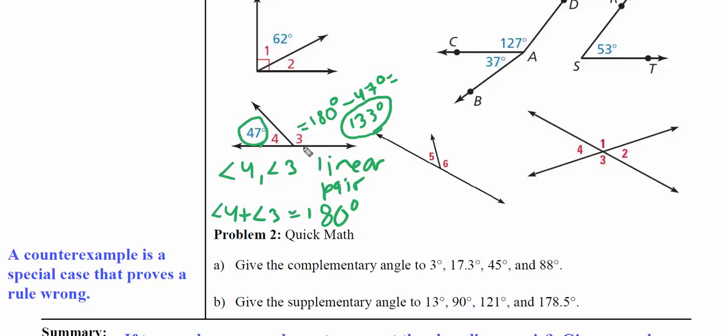You'll also know that because it's a linear pair, angle 4 and angle 3 are adjacent. So what could we say for this picture right here? We can say the following. Angle 4 and angle 3 are adjacent. Angle 4 and angle 3 are supplementary. And angle 4 and angle 3, because they meet both conditions, form a linear pair. And if they form a linear pair, then the angles add up to 180 degrees.